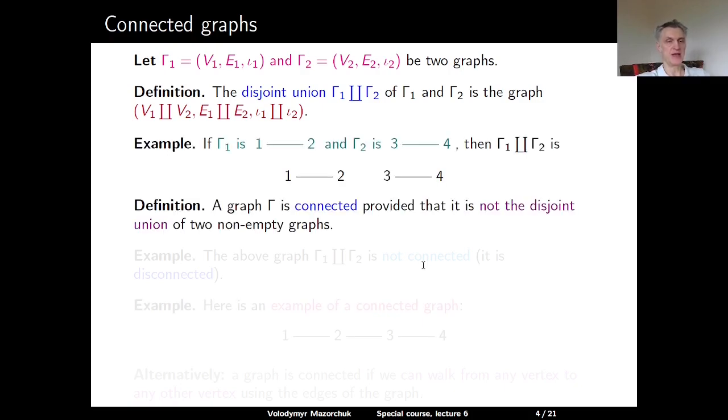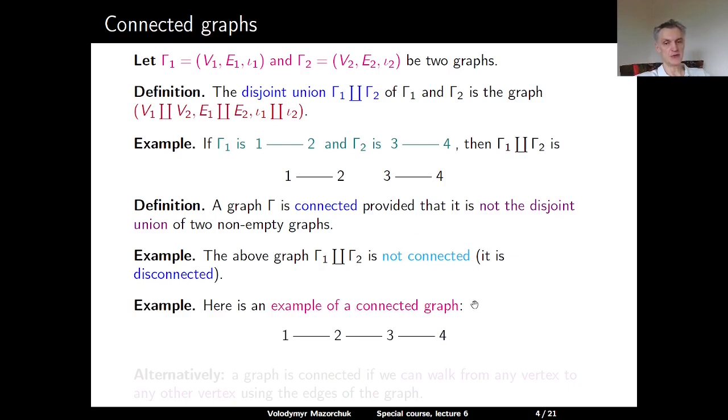So for example, if gamma 1 is a graph with two vertices 1 and 2 and one edge between them, and gamma 2 is a graph with two vertices 3 and 4 and one edge between them, then their disjoint union has four vertices 1, 2, 3 and 4, an edge between 1 and 2, and an edge between 3 and 4. And a graph gamma is connected, provided that it is not the disjoint union of two non-empty graphs. For example, our graph gamma 1 disjoint union with gamma 2 in this example is not connected, it is disconnected.